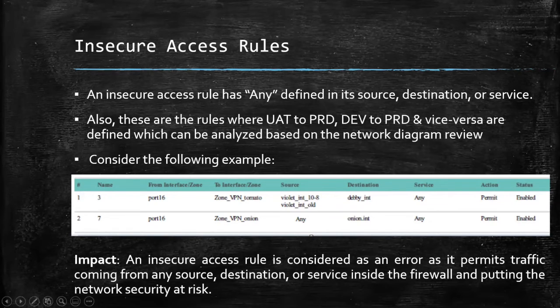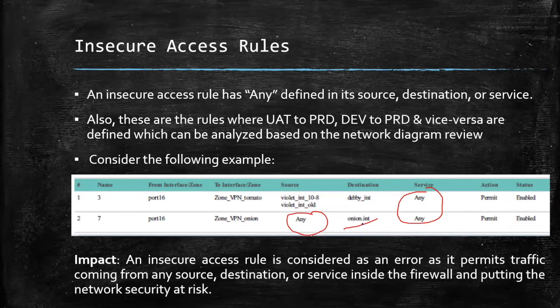For example, if you check over here, in rule numbers 3 and 7, the from interface zone is okay. But in rule number 3, the service has been set to any. That means the users across the source and destination can have access to any of the services. In a similar fashion, in rule number 7, the source has been set to any. That means any source can access this destination with any service access. So this is the first point to check for insecure access.